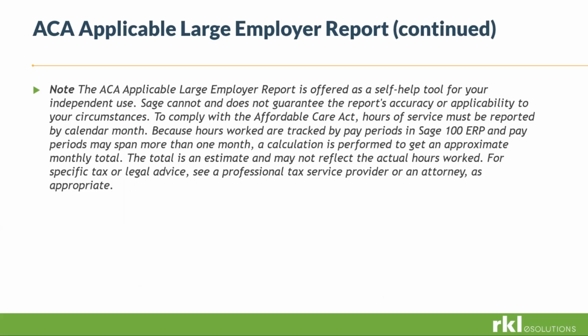So the hours must be reported by month, and because the hours are tracked by pay period in Sage 100, this is a calculation that needs to be performed to arrive at the necessary per month hours, and this is where the large employer report will give you that information. It's an estimate. It may not reflect the actual number of hours worked.